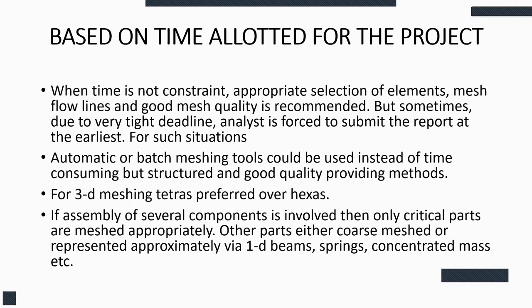If an assembly of several components is involved, then only critical parts are meshed appropriately. Other parts are either coarse meshed or represented approximately via 2D elements, spring connected masses, etc. Means when an assembly of many components comes and you have to solve it, we have to consider that the critical parts need good meshing. For other parts, you go for coarse meshing, meaning simple meshing. And if the element is, say, a spring element, then you can use a 1D beam element.